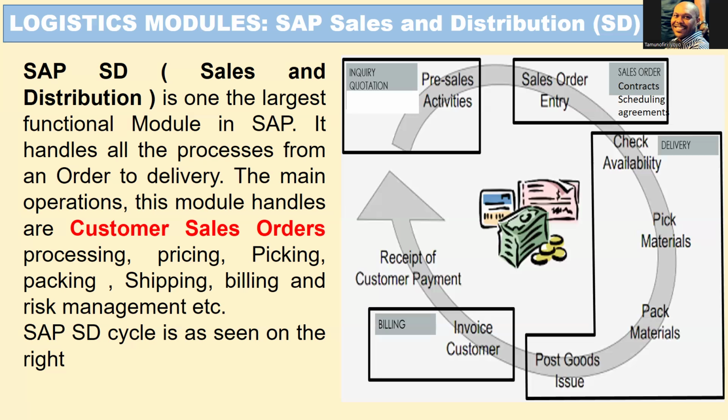So what we see on the far right is what an SAP SD cycle looks like. We see the pre-sale activities, such as the inquiry, quotation, the sales order, which includes the sales order, contract, scheduling agreement. We see the delivery, which includes the availability check, picking of materials, packing of materials, the post goods issue, the invoicing of the customer, which is the billing, and then finally the receipt of payment. The receipt of payment is done by the FI module or the FI consultant, as the case may be. So basically, this is just the order cycle on the far right.